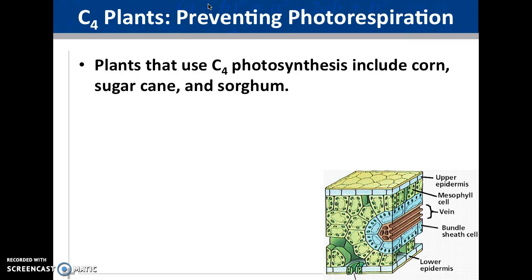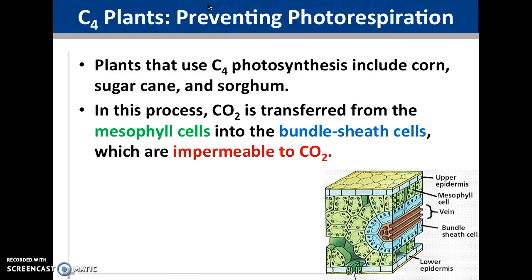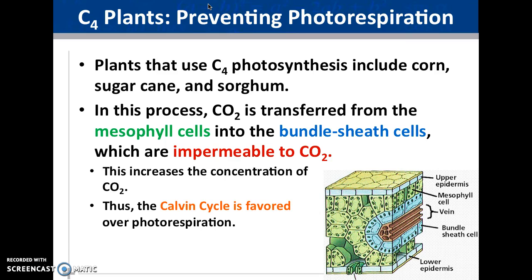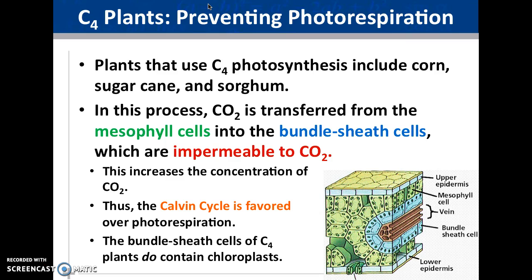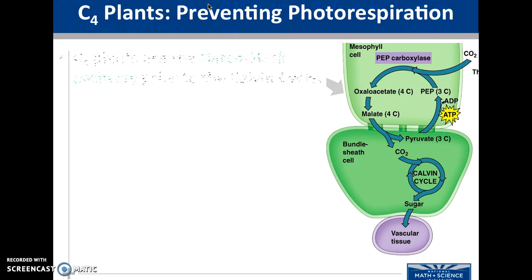The C4 plants include corn, sugarcane, and sorghum. In this process, the CO2 is transferred from the mesophyll cells to the bundle sheath cells, which are impermeable to CO2. This increases the concentration of CO2, which basically means the Calvin cycle is favored over photorespiration, and the bundle sheath cells of the C4 plants contain those chloroplasts to do that work.